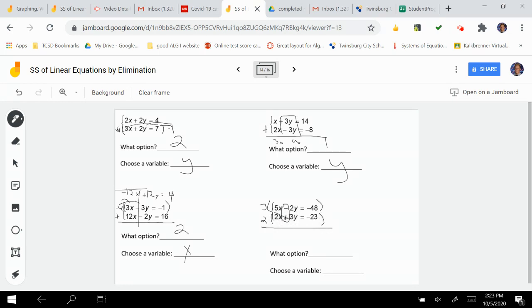And I'm going to say this is option 3, the most work, which is multiplication problems. And then I chose the variable y to get rid of. All right. So this is just a quick little showing of what we're doing. If it's too fast, again, pause it, rewind it, re-listen.